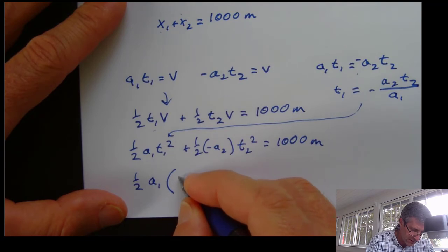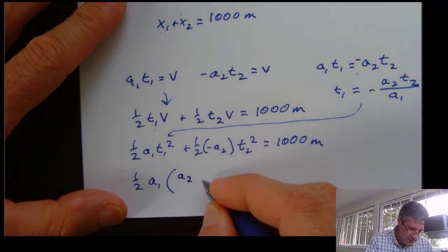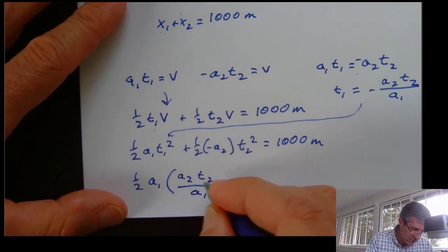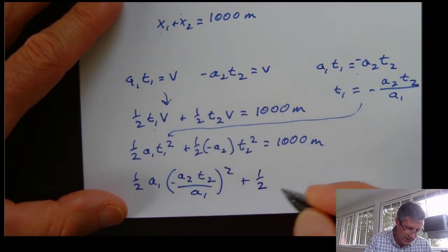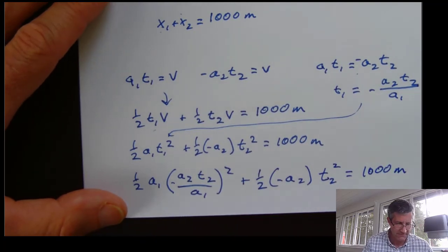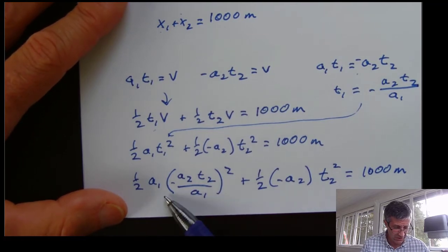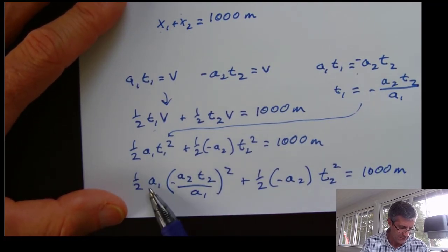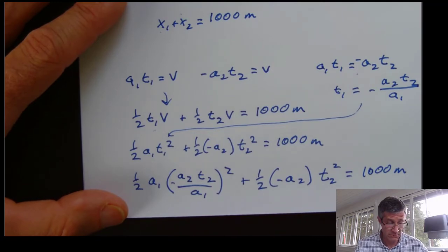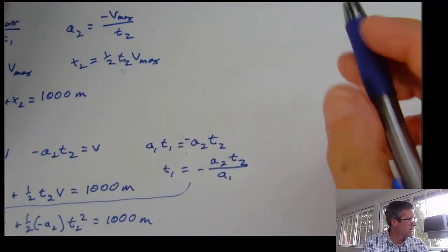So I'm going to have a2 t2 over a1, squared, plus 1/2 negative a2 times t2 squared, is equal to 1,000 meters. Okay, well, it's not pretty, but I know everything here, right? a1, a2 I know, t2 I don't know; a2 I know here, t2 I don't know; I end up with 1,000. So I don't think I want to simplify it much more. I think I'll just plug numbers in, right? So let me go up to the top here.